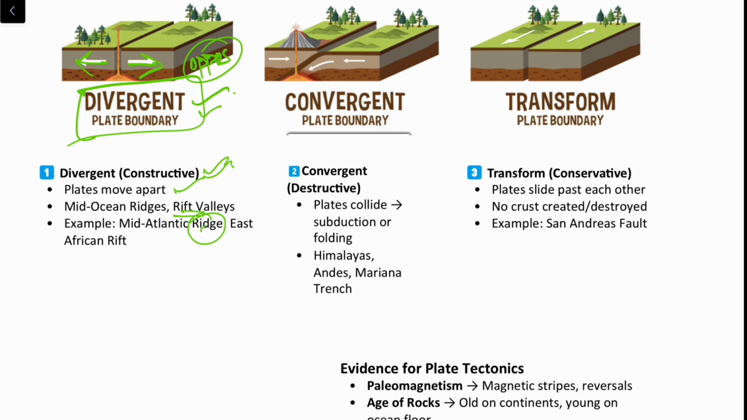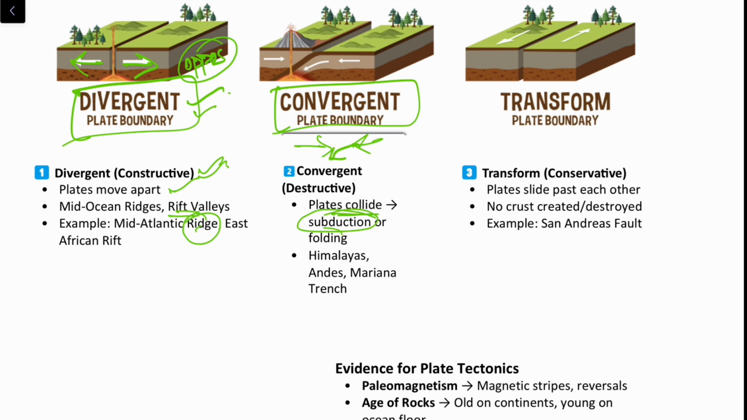Next one, when two plates are coming towards each other and one plate gets subducted under the other, we call them convergent plates. When these plates collide, subduction or folding happens, and because of that the mountains are formed. For example, the Himalayas are formed due to the convergence of the Indian plate and the Eurasian plate. Okay, and next we can see the transform plate boundaries.